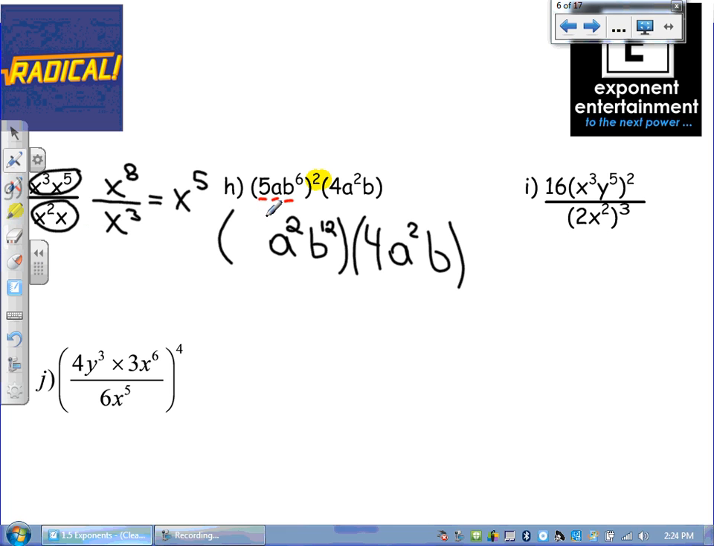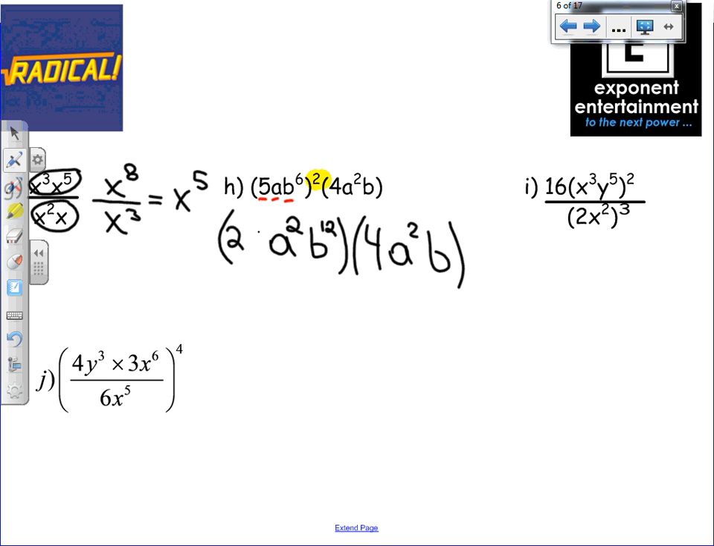Five squared is 25. You can write that as your next step. I'll run out of space, so I'm not doing it. So you multiply 25 by 4 to get 100, and then you multiply a to the power of 5 by a to the power of 2, so you just add the 5 to the 2, and then b to the power 12 plus b is right.